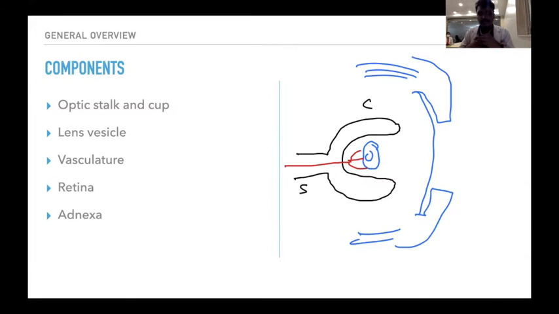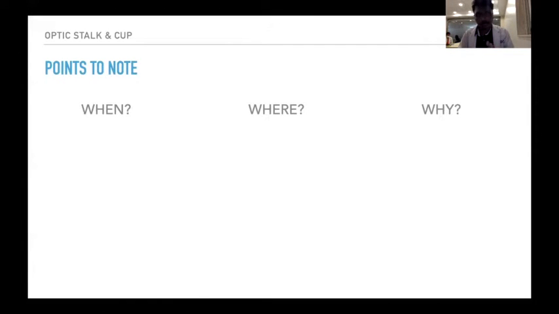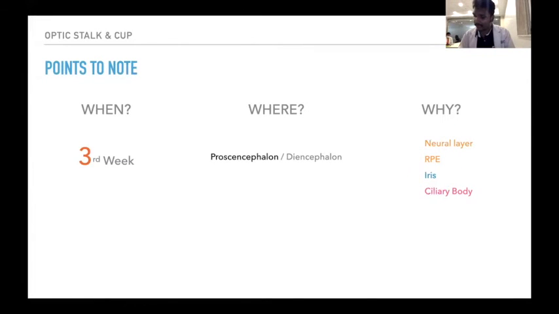If we go through each component, understand it, and then combine them in the end, it will become much simpler for us. So let's focus on optic stalk and cup. When does it happen? Not very important, but we just need to remember it happens in the third week. Where does it happen? Something known as the prosencephalon. The primitive brain is divided into three components, which I'll be explaining further, but for now it's the prosencephalon. Why does it happen? Optic stalk and optic cup are responsible for the formation of these four: the neural layer, the retinal pigment epithelium, iris, and ciliary body. Both of these actually constitute the retina as well.